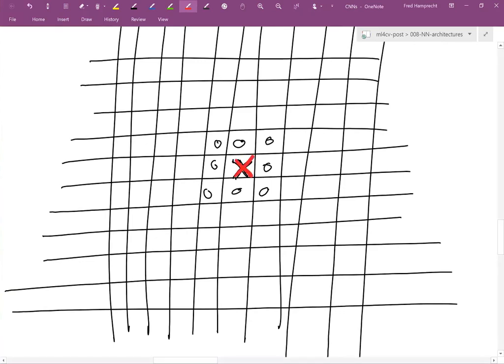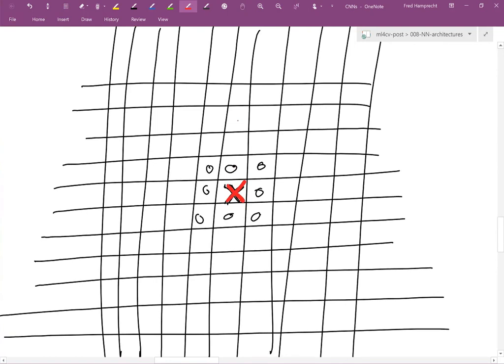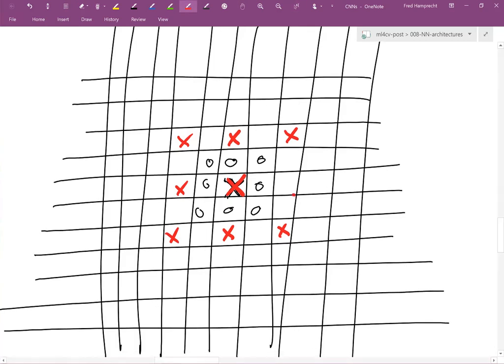So let's consider the same output neurons. Then, for example, you can use the same number of coefficients, but you could use, for example, these input pixels. So it's still just 9 inputs, but they don't come from a 3x3, they come from a 5x5 window.